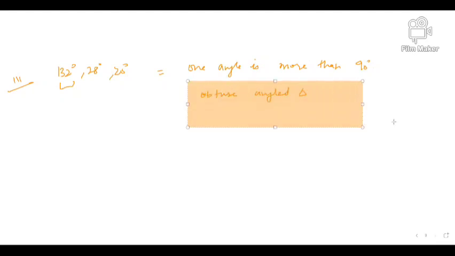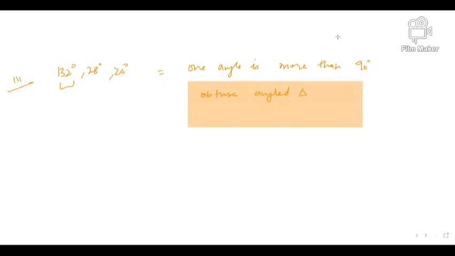Let's move further. So third part is given as what? Third part is given as 132 degree, 28 degree, and 20 degree. We can see one angle is more than 90 degree, or we can say obtuse angle. So the triangle is obtuse angled triangle.